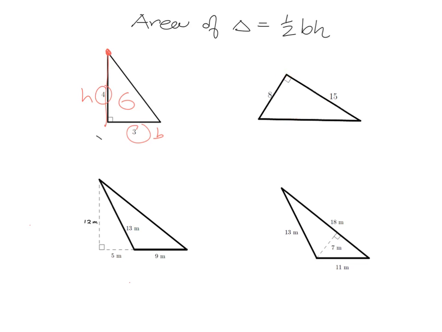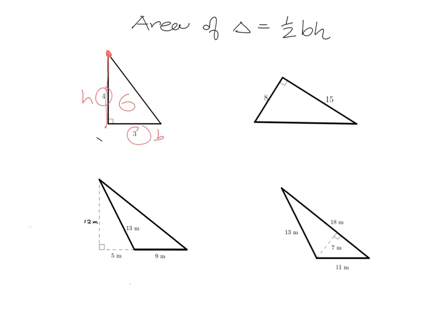And they haven't given us that information. So we either need to turn our head around, or we need to turn our page around. And if we turn our head around here, we can see this here as the base, so 8 as the base. And then we have to go to the corner opposite it and come directly down at 90. And yes, we've got that information.